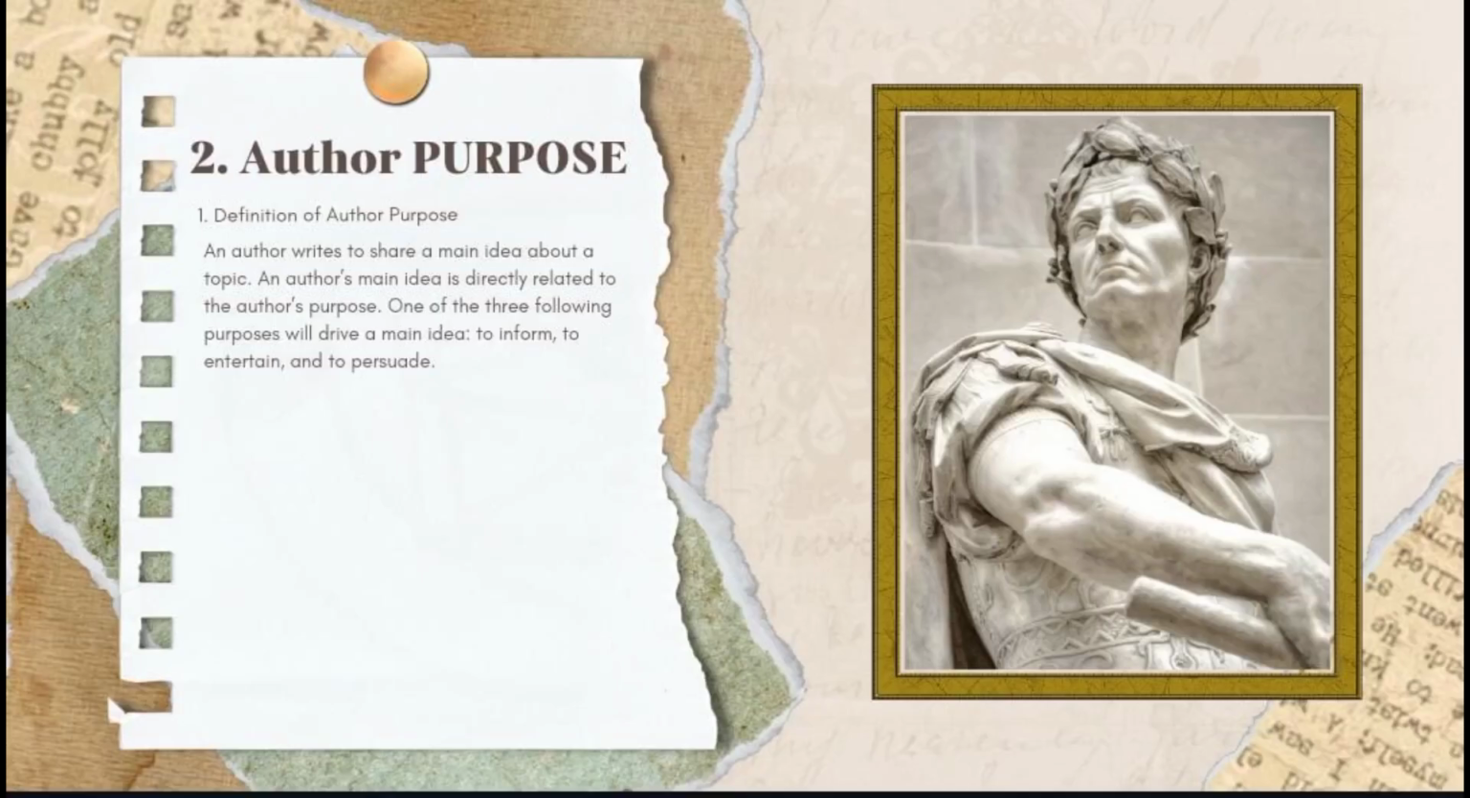Okay, into the next topic: the definition of author purpose. An author writes to share a main idea about a topic. An author's main idea is directly related to the author's purpose. One of the three following purposes will drive a main idea: to inform, to entertain, and to persuade. This is the purpose of the author.